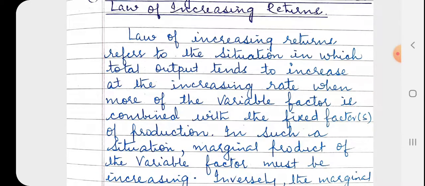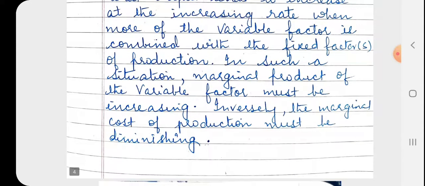So in the beginning, the law of increasing returns tells you about the situation when the total output is increasing at the increasing rate when you are employing more variable factor on a given piece of land. In this situation, you can see the marginal production of the variable factor, in the table I showed you in the last video, is showing an increasing tendency. When it is increasing, it means the total production is increasing at an increasing rate. Otherwise, we can say the marginal cost of production is declining.